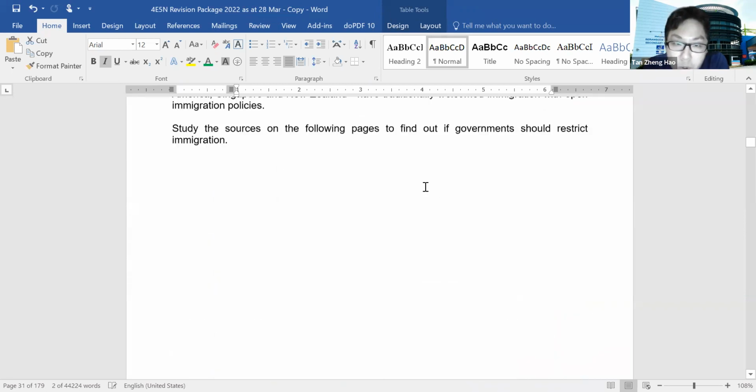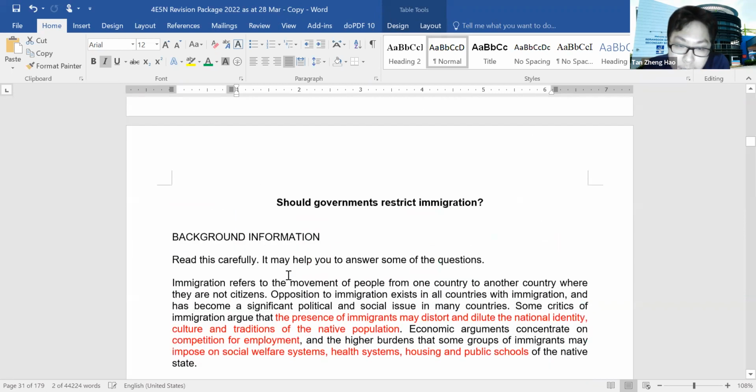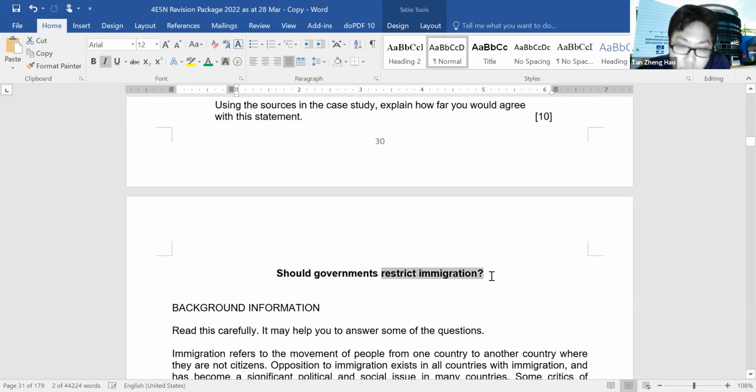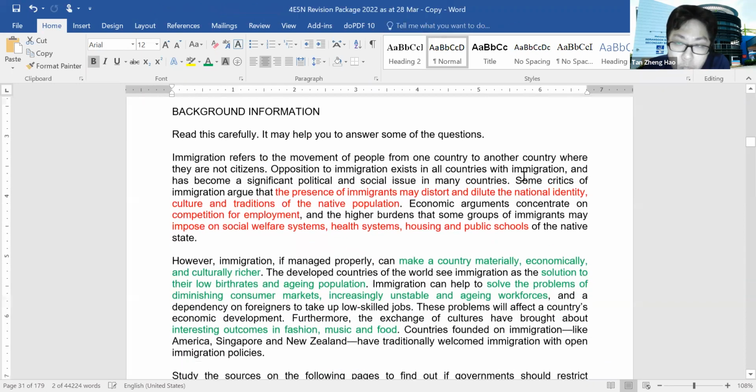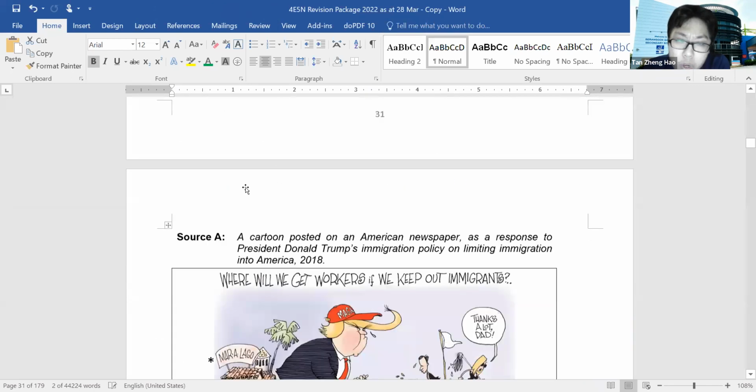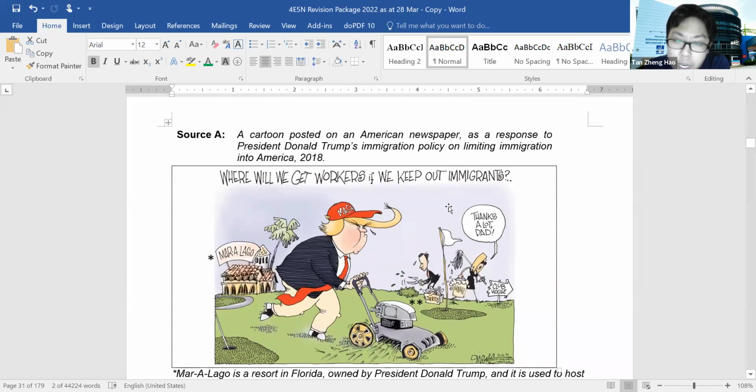So I can use the topic, and now I guess the message is government should not restrict immigration. Okay, because if we restrict immigration, we will not have enough workers to support the economy, and maybe Americans have to work extra hard or something like that. Okay, and I can explain it in the source.